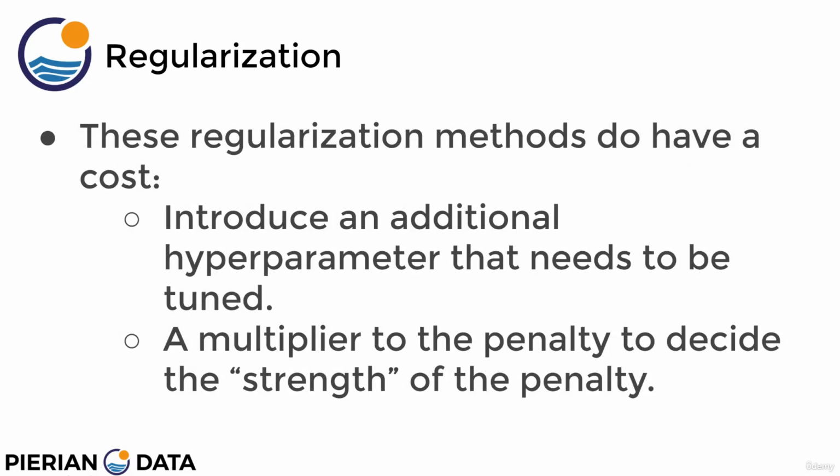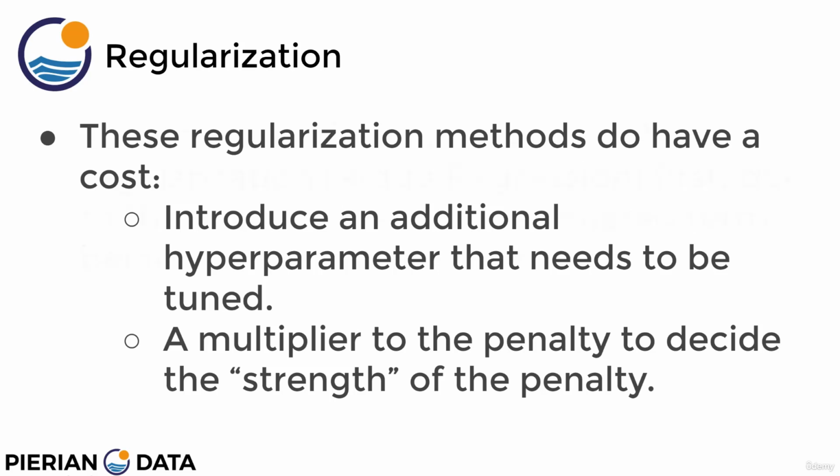So these regularization methods do have a slight cost to them. One thing is that they do introduce that additional hyperparameter, such as alpha and the lambda terms, that needs to be tuned. And when we're talking about tuning the hyperparameter, we essentially just have to guess and check. So we're going to run the model multiple times with multiple potential values for lambda, and then using something like cross-validation, we can check what the optimal term was. And we'll discuss cross-validation in more detail later on. So we can just think about this additional hyperparameter as a multiplier to the penalty to decide the strength of the penalty term.